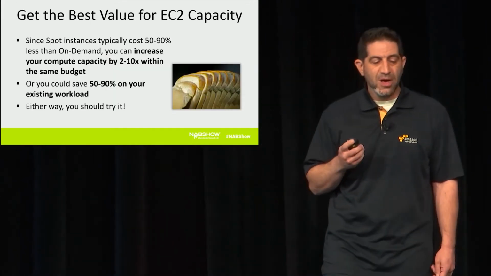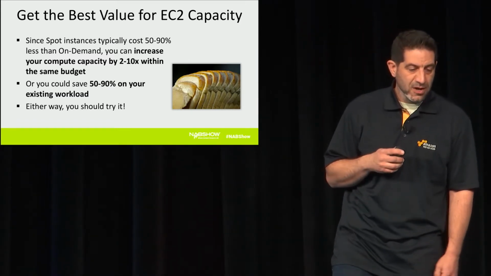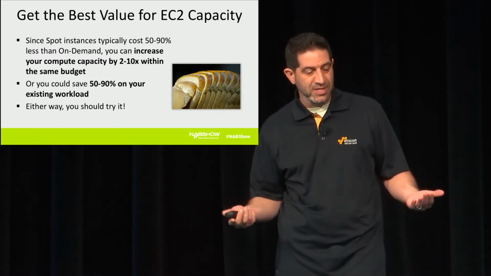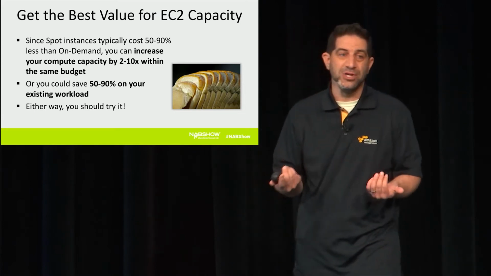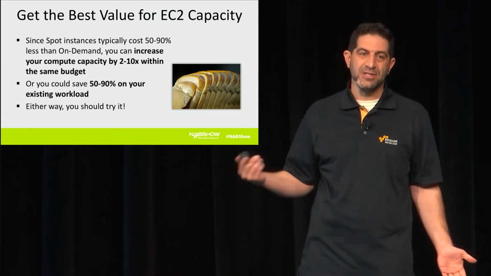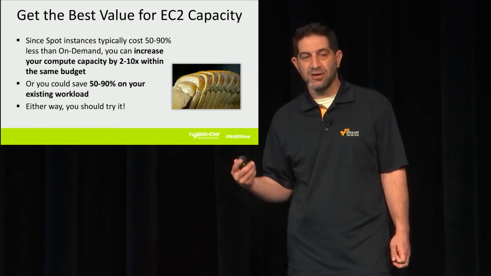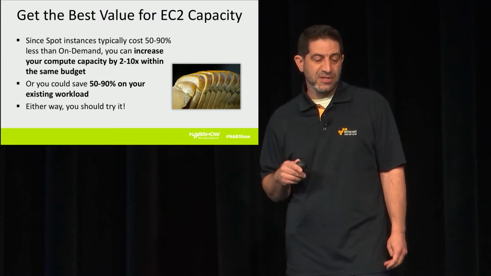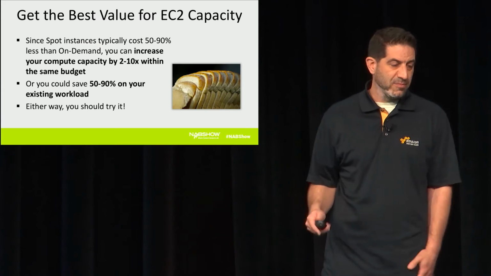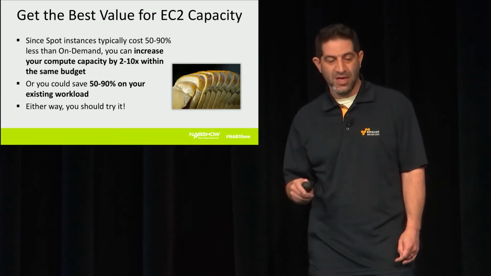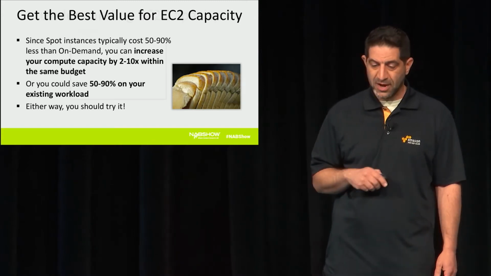Right, so since Spot instances typically cost 50 to 90% less than on-demand compute, you can approach that a couple of ways. Either you can increase your existing capacity by 2 to 10 times without changing your budget, which is a great thing, access to more capacity without increasing any of your spend. Or you could just take your existing spend on demand and save 50 to 90% off of it on your existing workload. So completely up to you, or it could be a mixture. Either way, I'm a huge fan of Spot, and I think it's the greatest thing since sliced bread. That's why I have that slide there, but give it a try if you can.